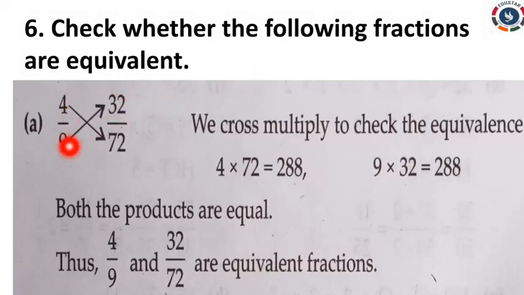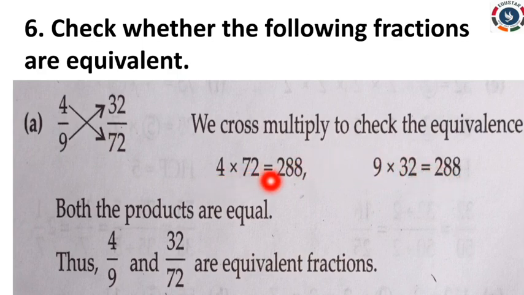A. 4 by 9, 32 by 72. So you want to apply cross multiplication to check whether they are equivalent or not. Okay. So the numerator of the first fraction, multiply by the denominator of the second fraction, and write it on the left side. And the numerator of the second fraction multiplied by the denominator of the first fraction, write on the right side. In both sides, you have to compare whether both values are the same.